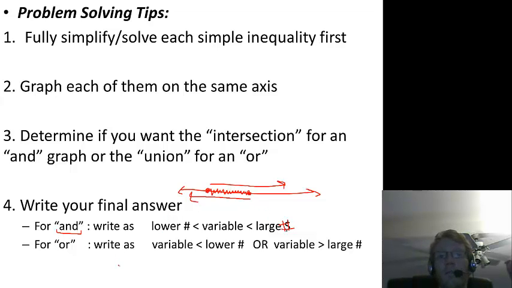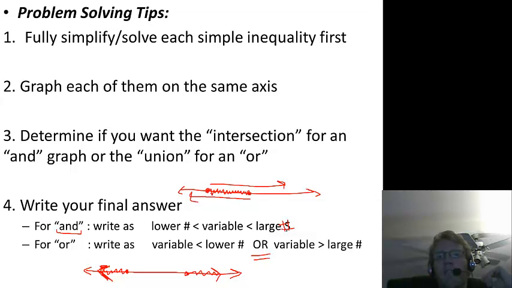On the other hand, an "or" statement is the union of two separate solutions. So you might have this one shaded this way and this one shaded this way. For an "or" statement, you're saying I'm including this part and I'm also including this part. Since you want to include both, you use "or" so that either one being true is enough. So you say the variable is less than this lower number or greater than this larger number.